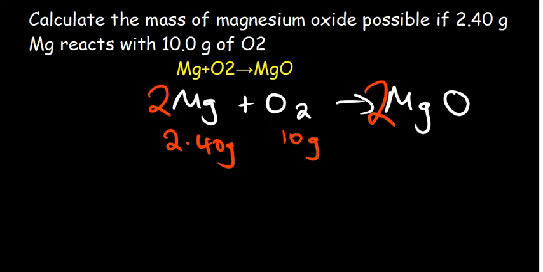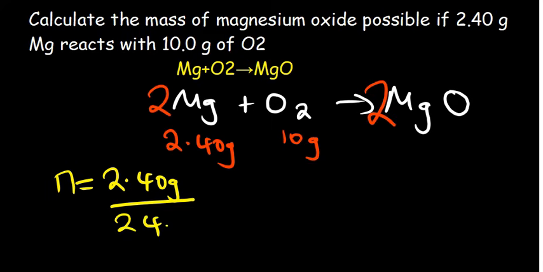So we can determine the number of moles of magnesium. The number of moles of magnesium is going to be given as the mass over its molar mass. So the mass is 2.40 grams, and we are dividing by the molar mass, which is 24.31 grams per mole. So what are you going to get there?